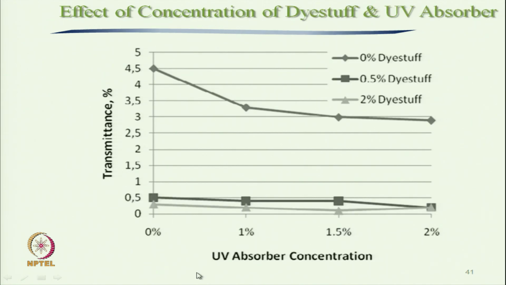If we see here UV absorber concentration, the UV transmittance here for undyed fabric, initially the UV transmittance was very high, but with the increase in concentration of UV absorber, the transmittance decreases gradually, and the similar trend is true for the dyed fabrics also, although the effect is not that significant, because for dyed fabric initially the transmittance percent was very low.